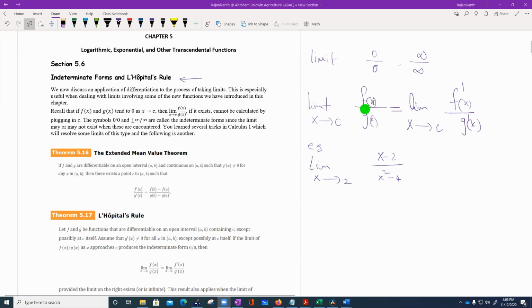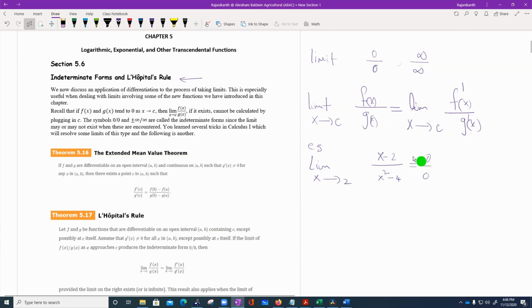L'Hopital rule says that finding the limit of the rational function f(x)/g(x) is always equal to finding the limit of the derivative of those. Okay. So now if you want to find the limit of this function when x goes to 2, what will you get? If you simply plug in 2 here and there, you will get 0/0, right? Then you have to apply this.